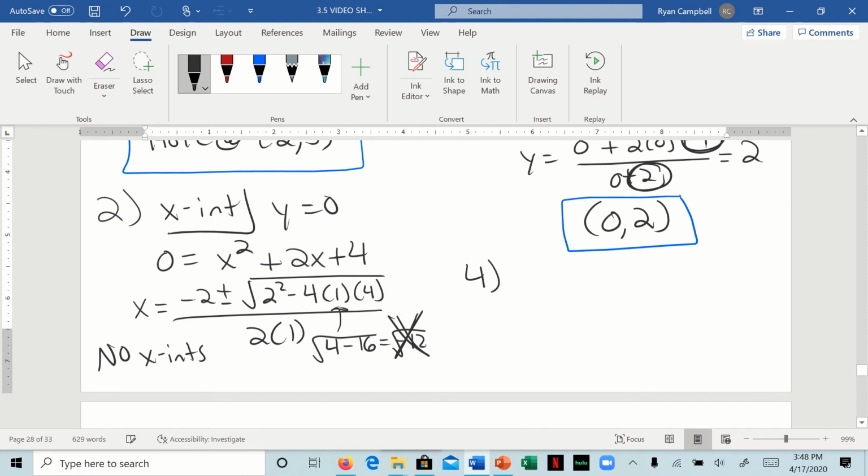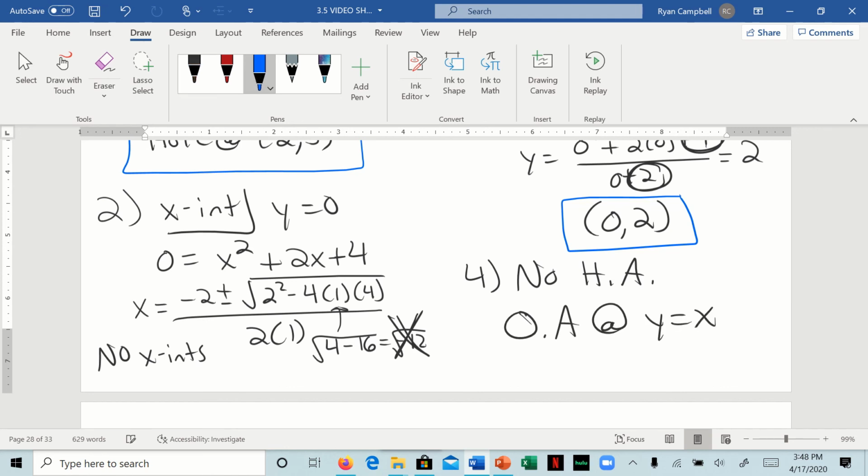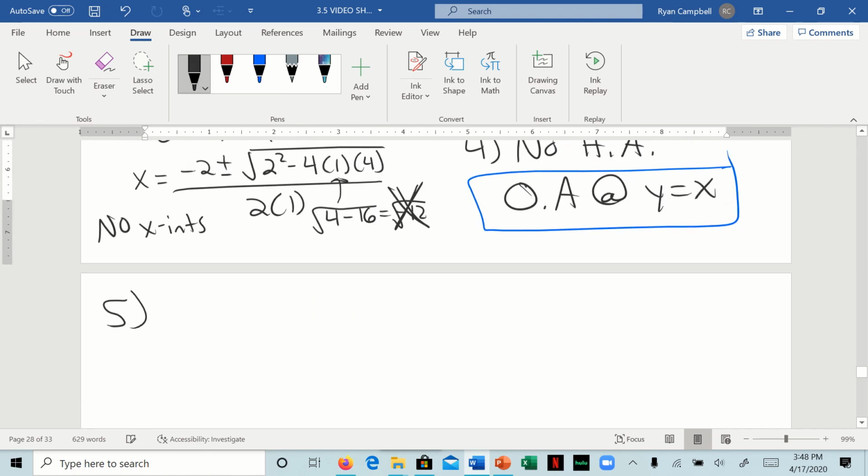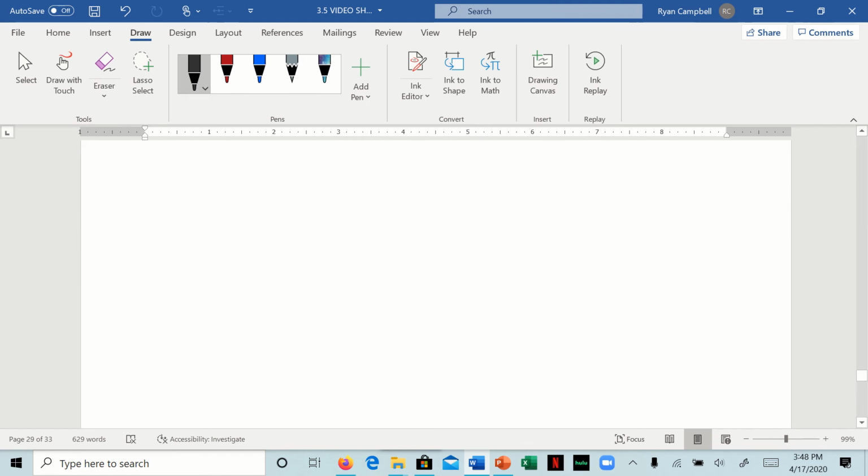Remember, number 4, we said we don't have any horizontal asymptotes, but we do have an oblique asymptote at y equals x. Number 5, since we don't have a horizontal asymptote, we don't have to worry about number 5, because there's no asymptote for it to cross anyway. So, number 6, let's actually graph it.